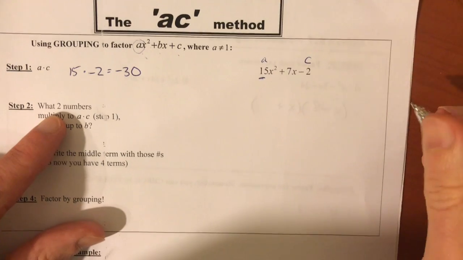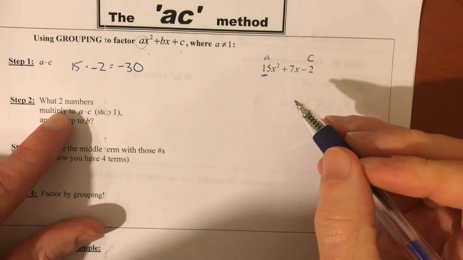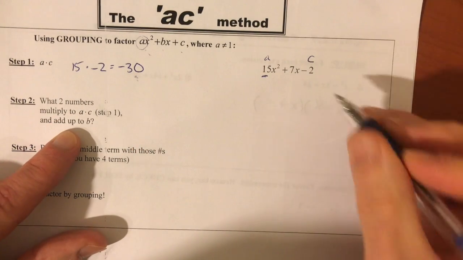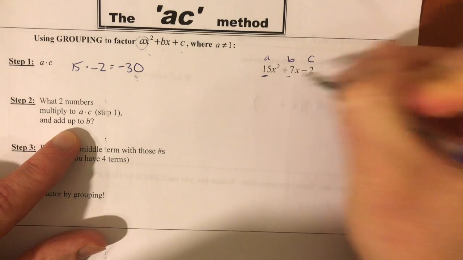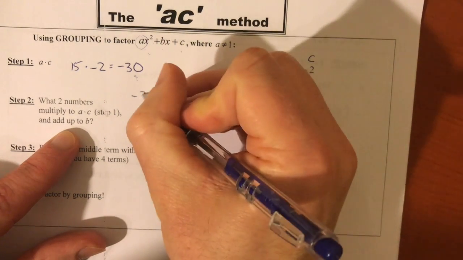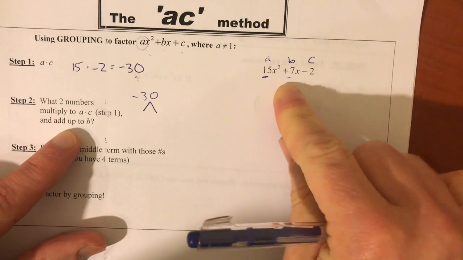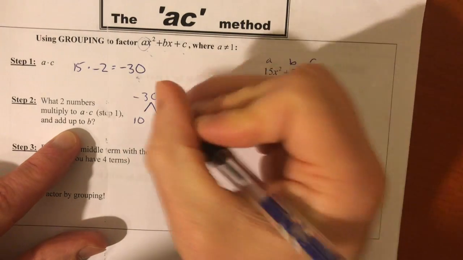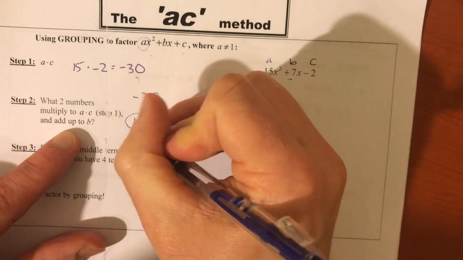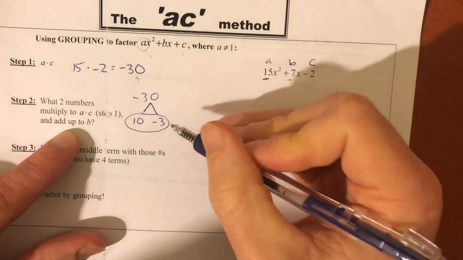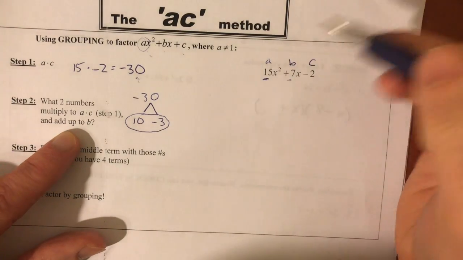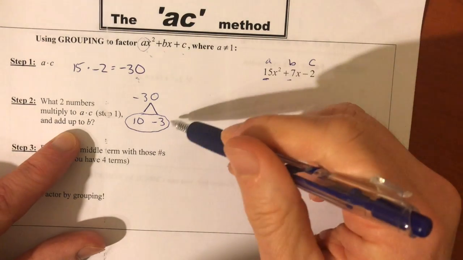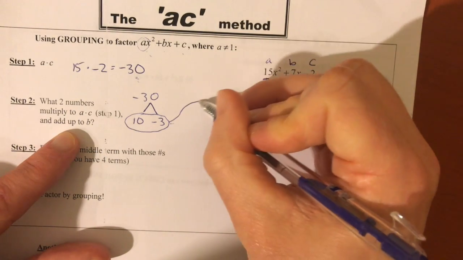And now I'm trying to find two numbers. This is step 2. What two numbers multiply to be that negative 30 that you just got, but add up to be the middle, the B value? So what two numbers multiply to be negative 30, but add up to be positive 7? That would be positive 10 and negative 3. And sometimes that might take you a little bit longer than others to come up with that combination. But that's really the only part you've got to think through about the AC method, is just coming up with the combination. Because if you got those two, those are the magic numbers.